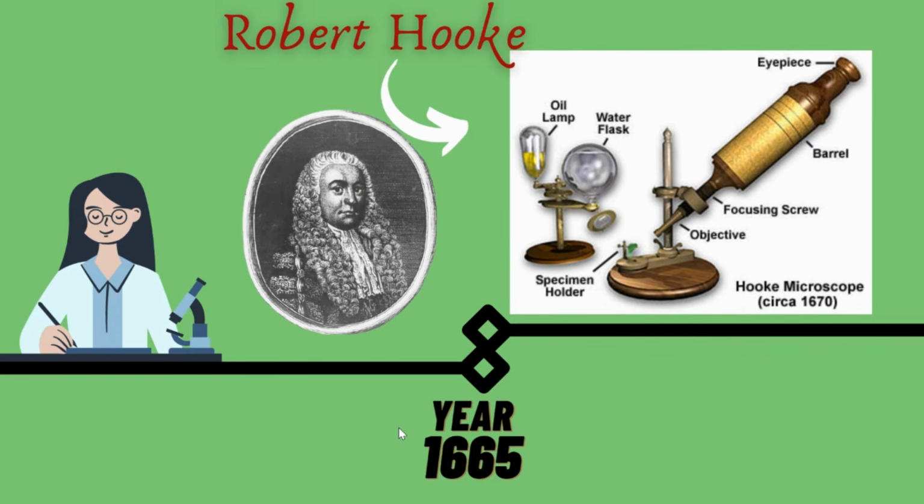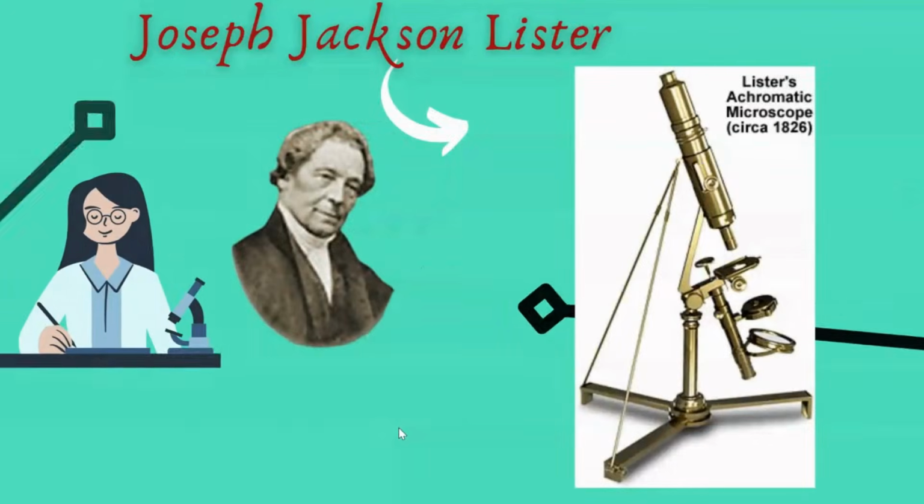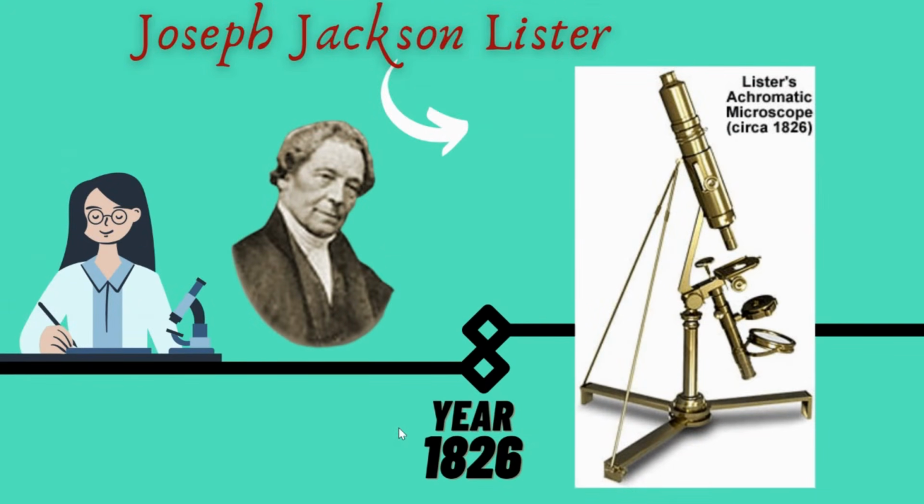Year 1826, Joseph Jackson Lister. He developed an achromatic lens and used several weak lenses together at given distances, resulting in a great magnification without blurring images. This helped make microscopes important tools in medical research.